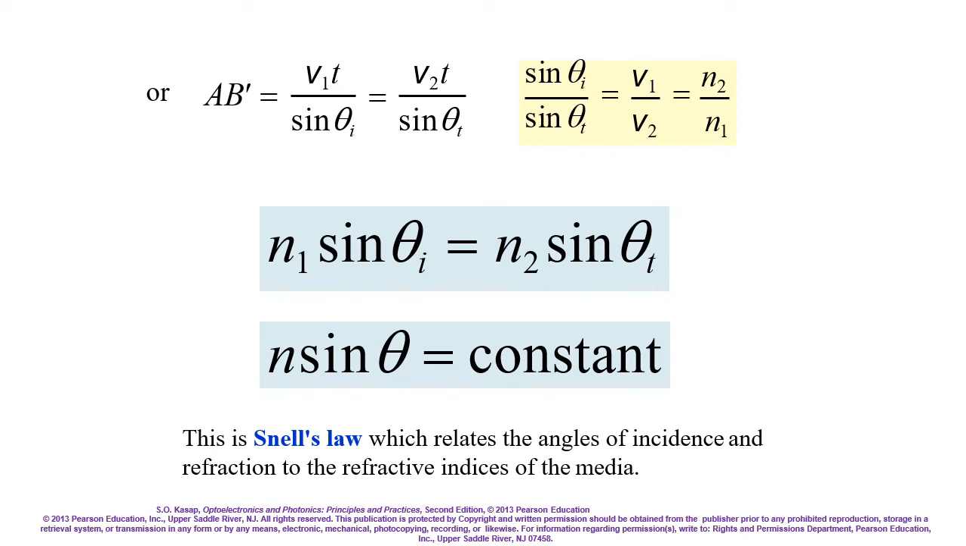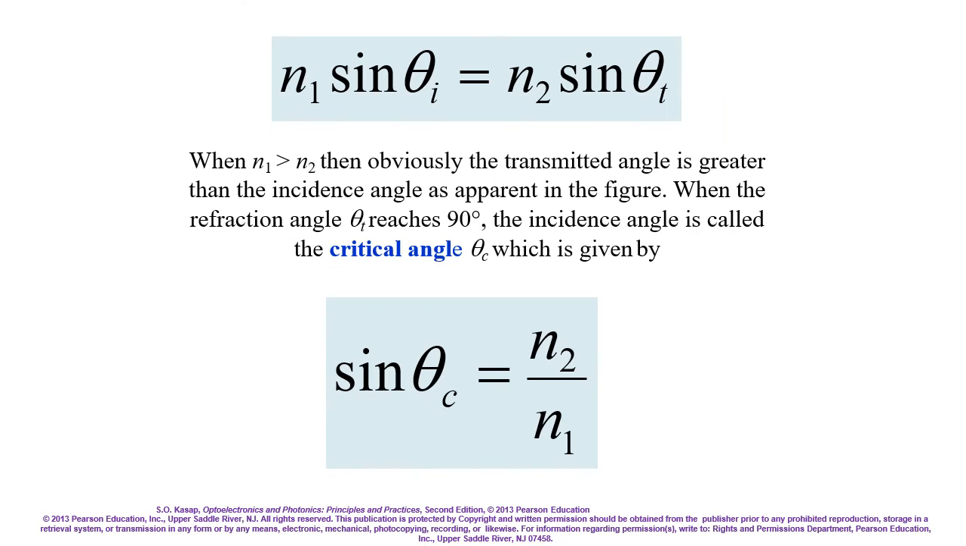So this is the final Snell's equation, or Snell's law. It relates the angles of incidence and refraction to the refractive indices of the media. So in the exam, if there is a derivation for Snell's law, you have to write down everything from the previous slides up to here. When n1 is greater than n2, then obviously the transmitted angle is greater than the incident angle, as appeared in that previous figure.